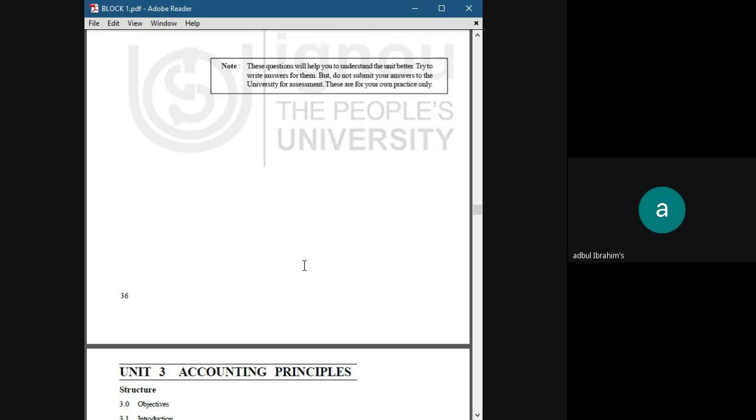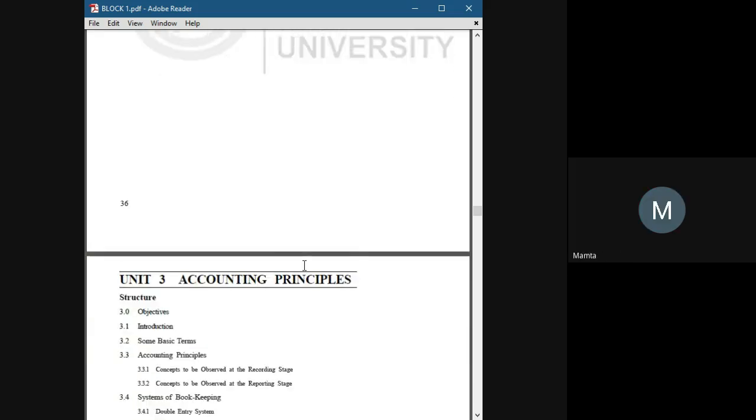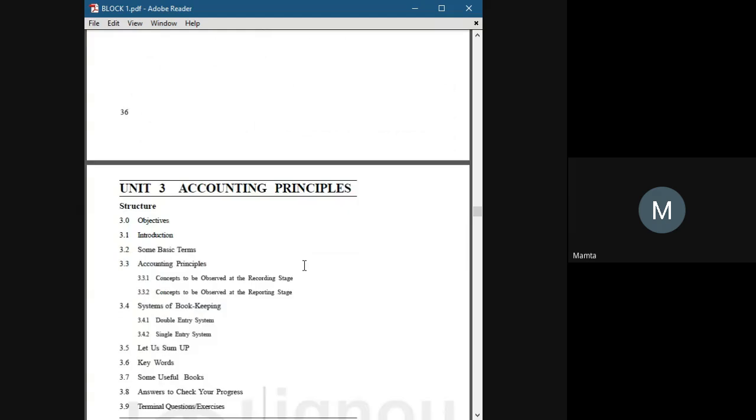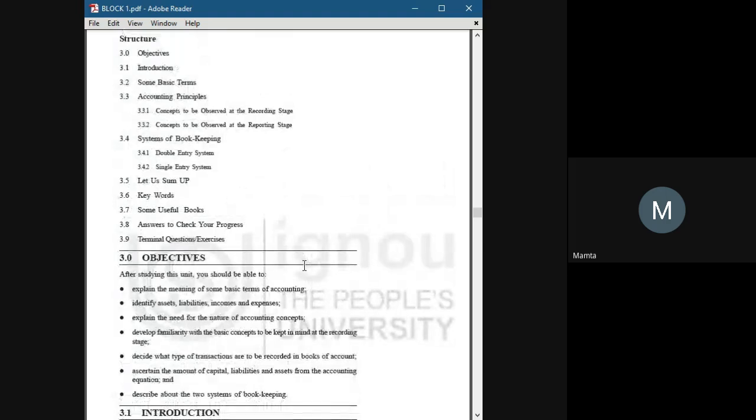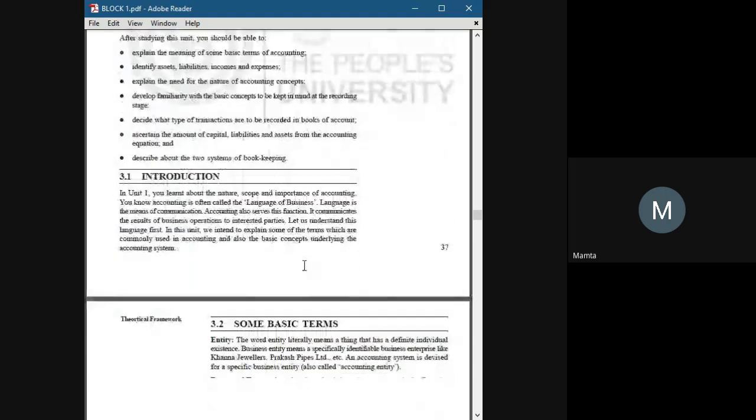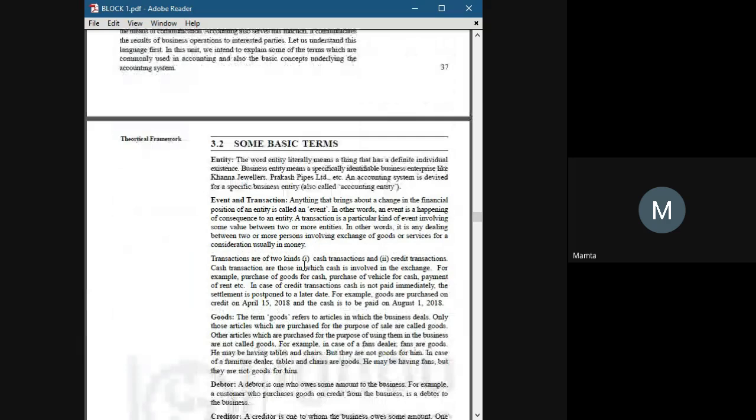Yes, ma'am. Okay. Now moving to the third unit, accounting principles. Some basic terms and accounting principles. Before moving further, we have some basic terms for accountancy, like entity.